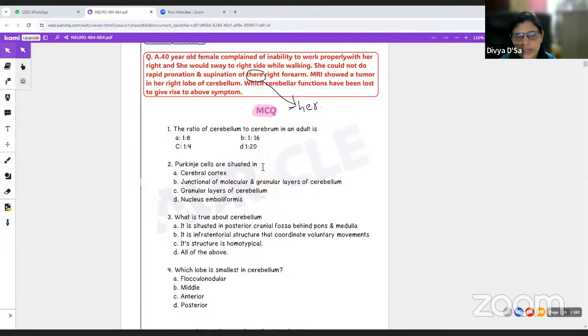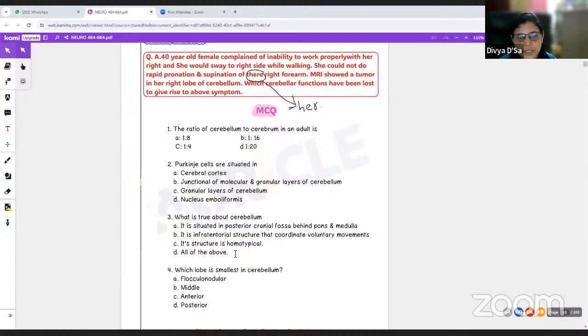Purkinje cells are situated in where? Purkinje cells are situated here, at the junction of the molecular and granular layers. They are situated in the outer cortex, so cerebral cortex is a general answer there. It is actually situated there, but to be more precise, it is the junction of the molecular and granular cell layers. Between those, it is the second layer. There are 3 layers there, and the second layer is a single cell layer.